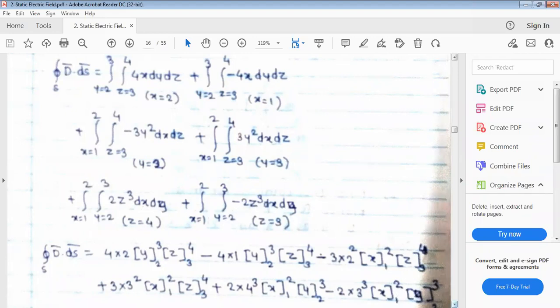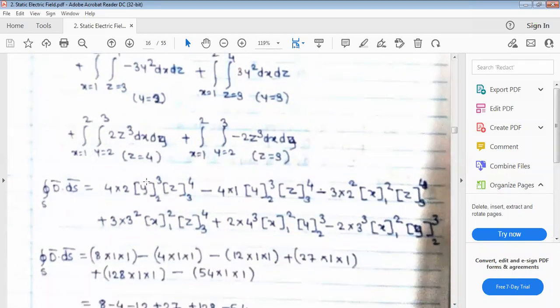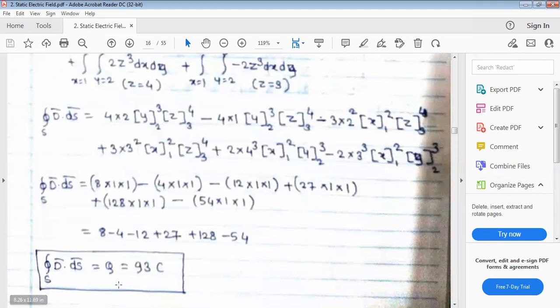So just put in the limits everywhere and solve this now. 4 into 2, then put the limits here as 3 minus 2, 4 minus 3. Okay, everywhere the difference will be 1. So just do the calculations here, and you will find the answer: this Q is equal to the closed surface integral of D dot dS, which is equal to 93 coulomb. So you can solve this, and you can verify whether it comes out or not.